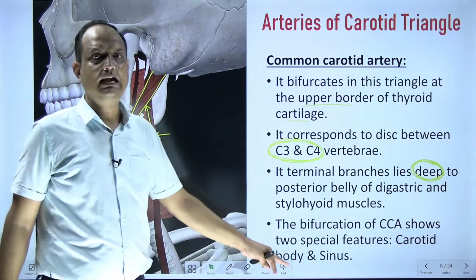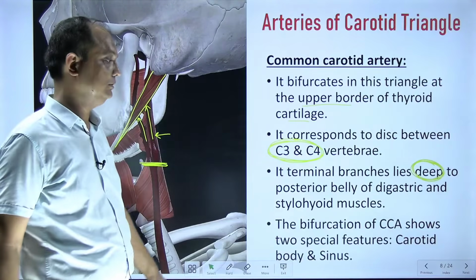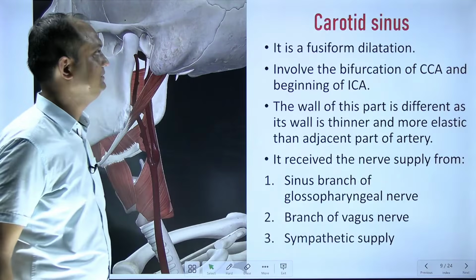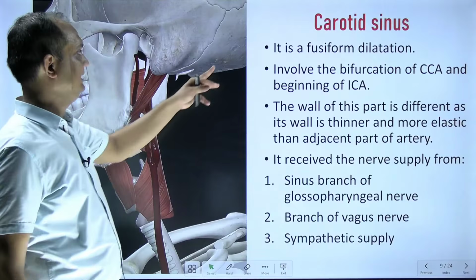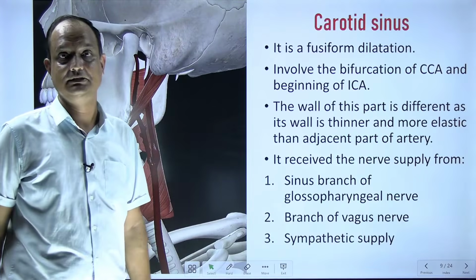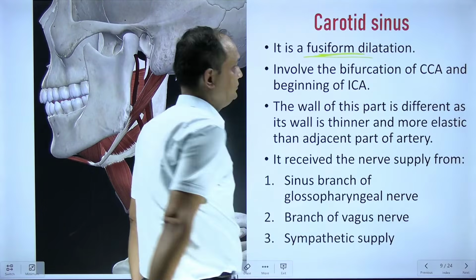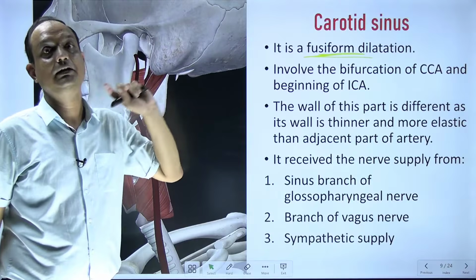Now at the bifurcation of the common carotid, you will have two very important short notes. One is the carotid body and the other is the carotid sinus. So let's discuss these two special features. So what is the carotid sinus? The carotid sinus is a fusiform dilatation. So this is the first thing which you have to keep in mind, that it is a dilatation and it involves the bifurcation of common carotid and internal carotid.